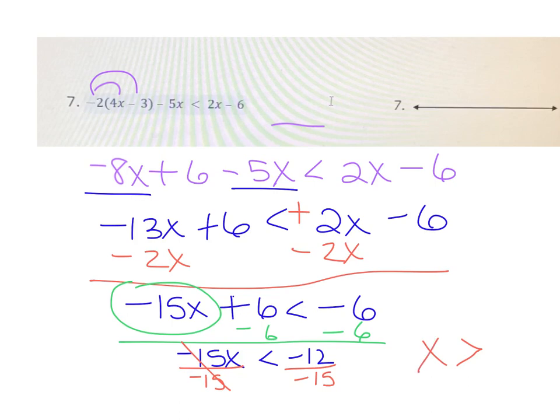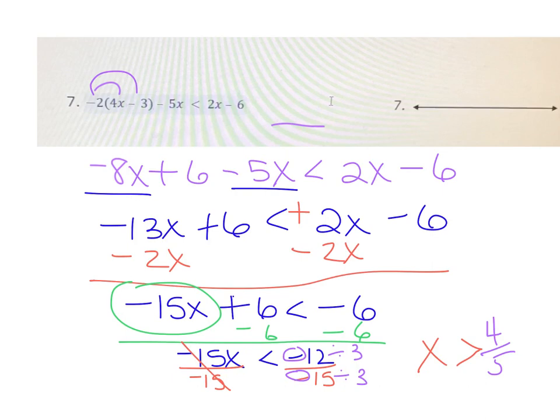Now, let's think about negative 12 and negative 15. Well, two negatives make a positive, and I can divide these two by 3. So 12 divided by 3 is 4, and 15 divided by 3 is 5. So x is greater than 4/5.